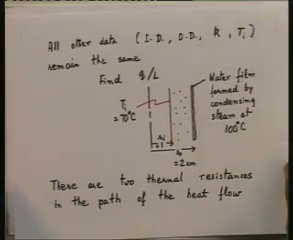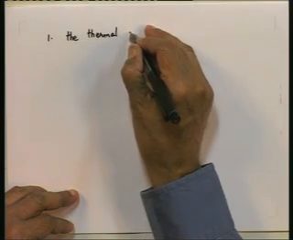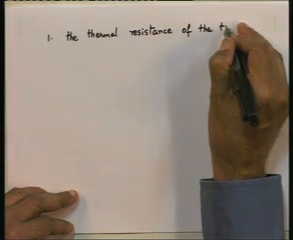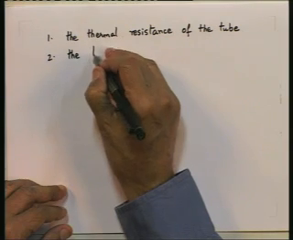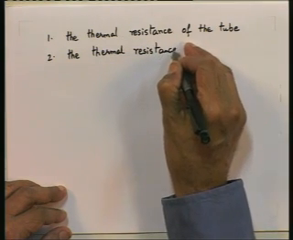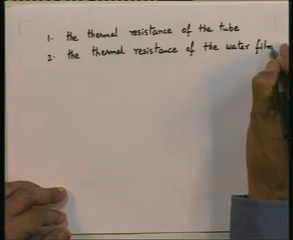And what are the two thermal resistances in the path of the heat flow? Number 1, the thermal resistance of the tube, and secondly, the thermal resistance of the water film on the outside. Let us estimate the two. Let us put down values for them.